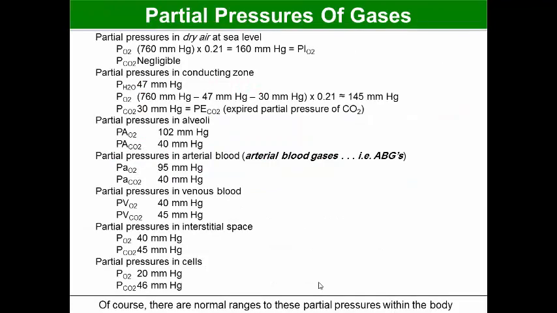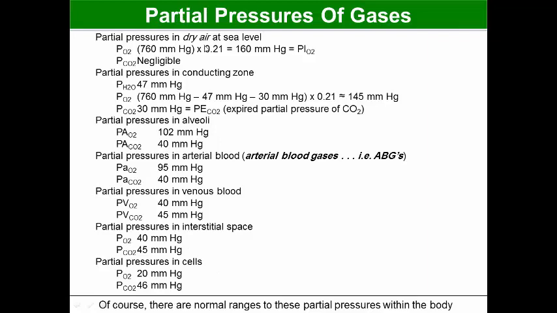So now let's see what are the partial pressures of oxygen and carbon dioxide in dry air at the sea level, and in the conducting zone, and in the alveoli, and in the arterial blood. This is the blood which leaves the lung and goes to the left side of the heart and then goes to the tissues. And in the venous blood, this is the blood which leaves the tissues after the tissues have taken oxygen and added carbon dioxide to the blood. And the partial pressures of these two important gases in the interstitial fluid or interstitial space and within the cells.